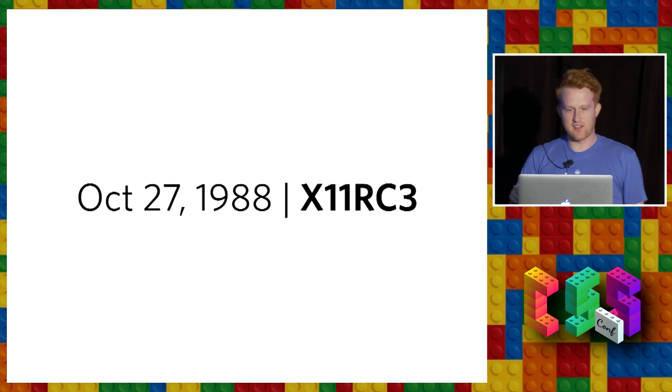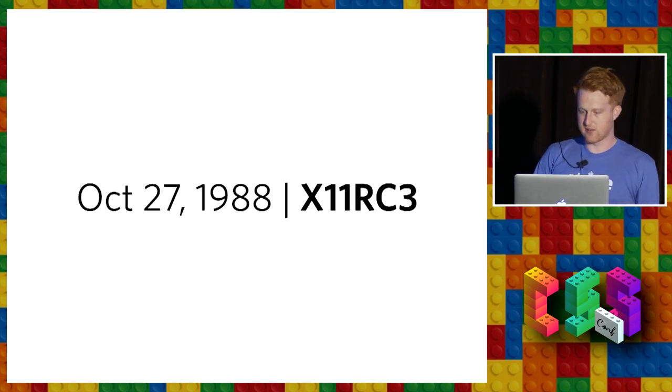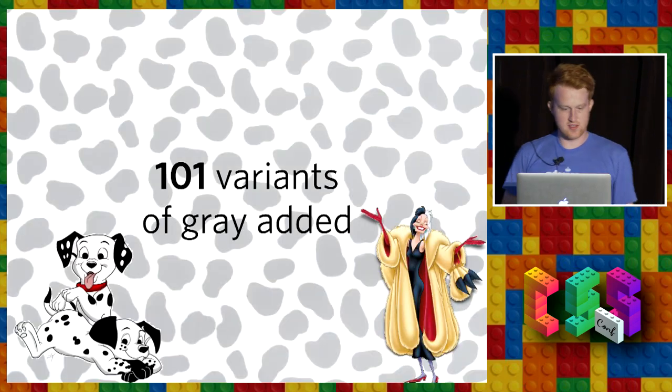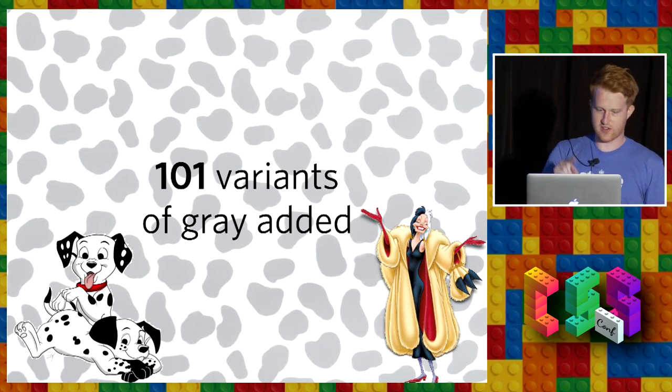So October 27, 1988 was release 3. There were 101 variants of gray added. This is my 101 Dalmatians joke slide. Very Cruella.